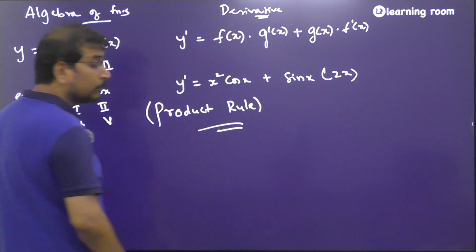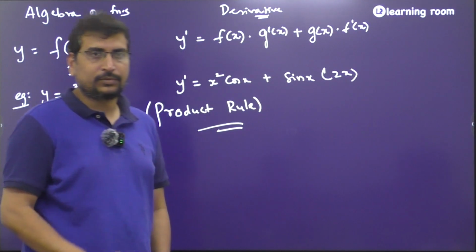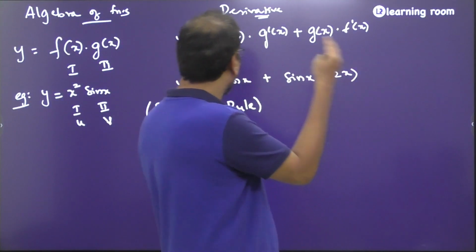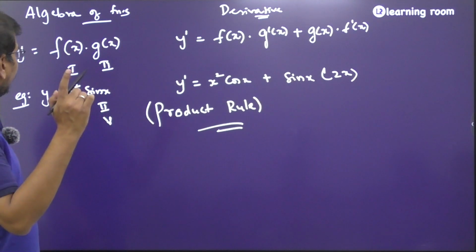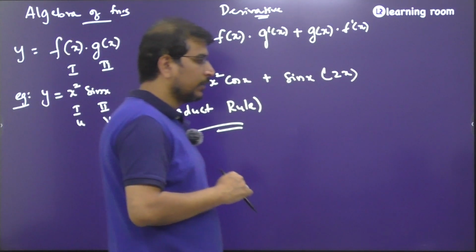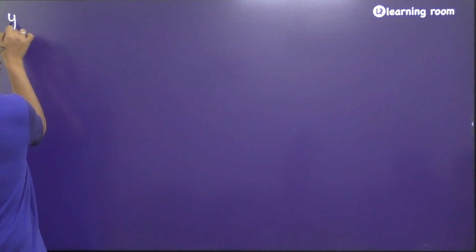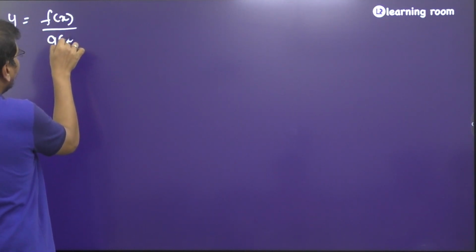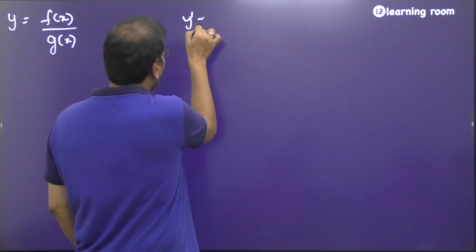So when will you apply product rule? When you have product of two functions. When one function is multiplied with another, we use the concept of product rule. Right? And let me explain the last one, then you can make a note of it. And the last operation that you have is y is equal to f of x divided by g of x. You call it as quotient rule. Then what will y dash be?